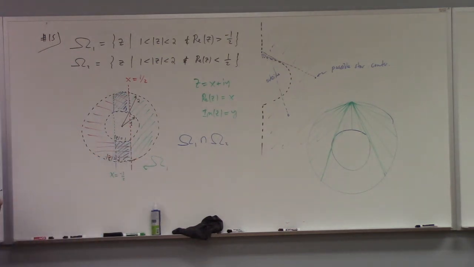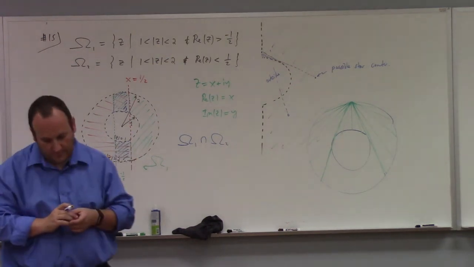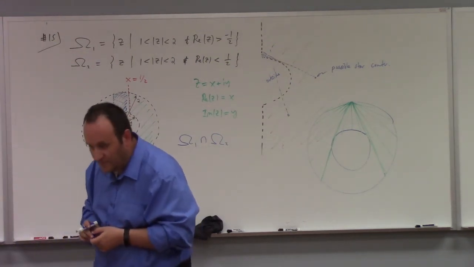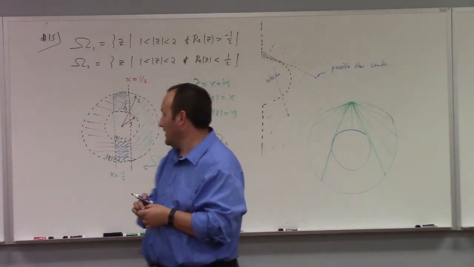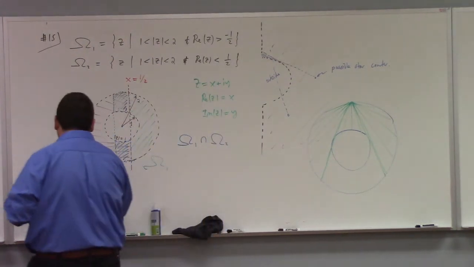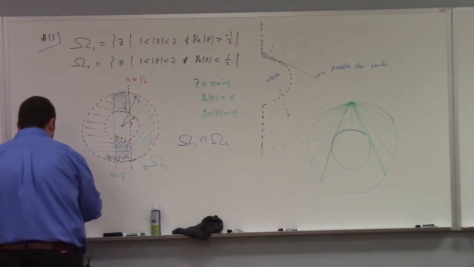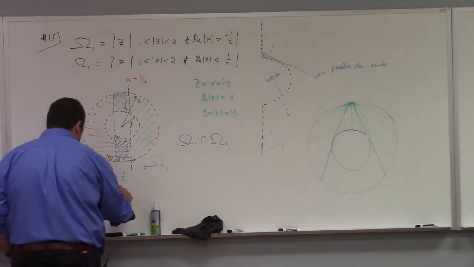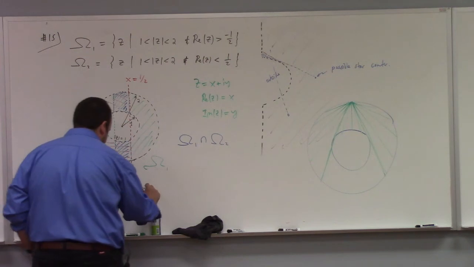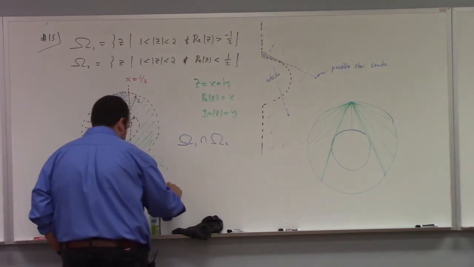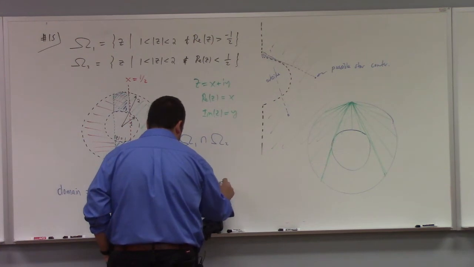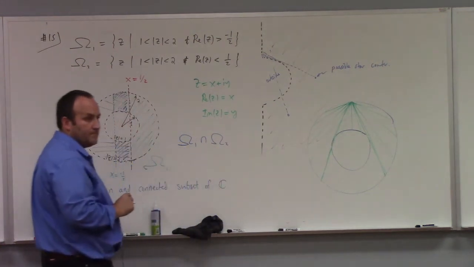What are we asked in this problem? A few different things. We're asked to show that they're both domains, but that the intersection is not. What is a domain? What does domain mean? A domain equals an open and connected subset of, well, for us at the moment, C.